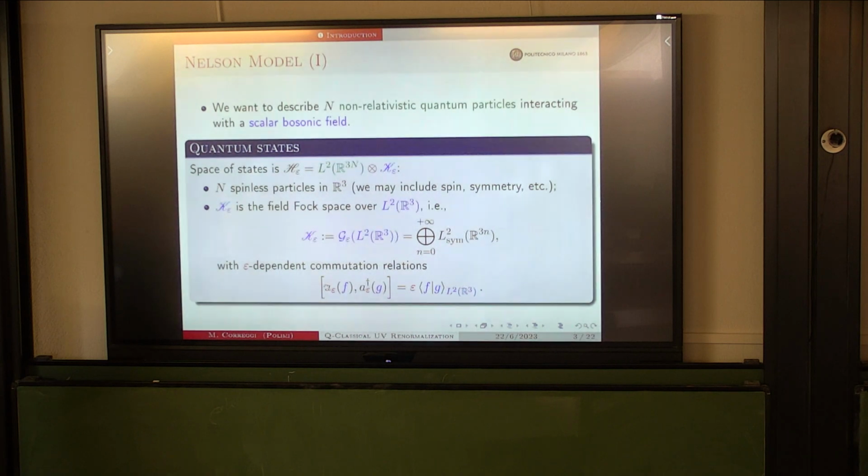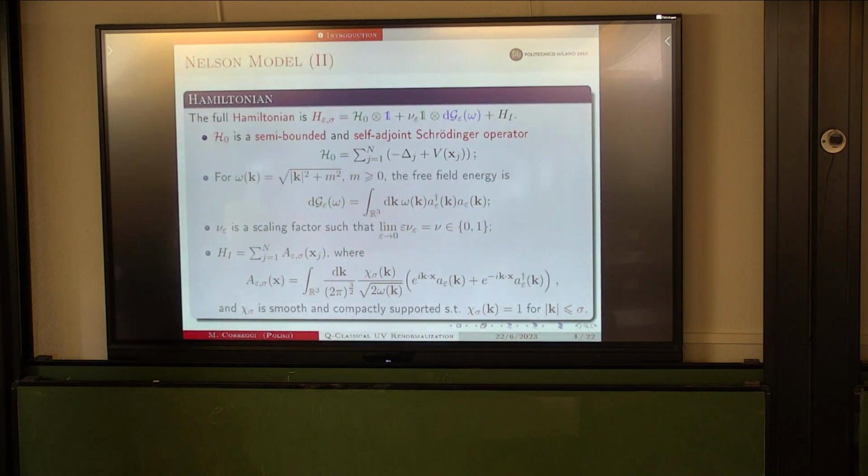Let me stress again that in this Fock space we have epsilon-dependent CCRs, so the commutator between a(f) and a dagger(g) is epsilon times the scalar product between f and g. So that's the space of states, and next, what is the Hamiltonian, of course?